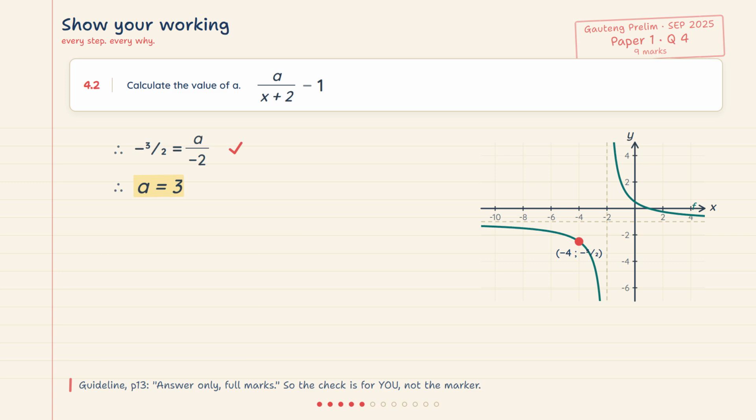And check it, because it takes one line. 3 over minus 4 plus 2 is 3 over minus 2, minus 3 halves. Take away 1, minus 5 halves. That is the point you were given, so the curve really does pass through it. The guideline gives full marks for the answer alone here, but a wrong answer alone gets nothing, and the check is what tells you which one you have.